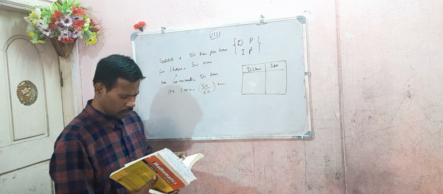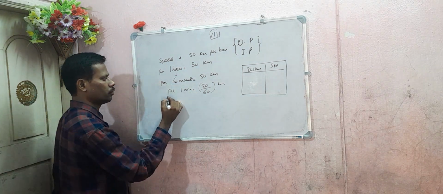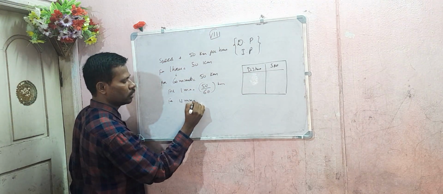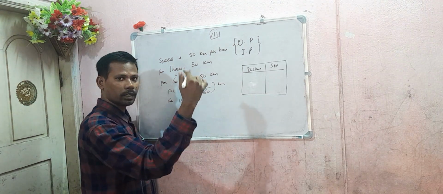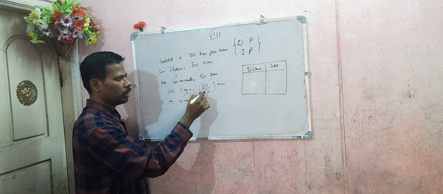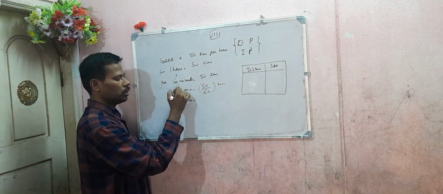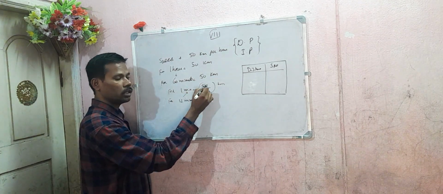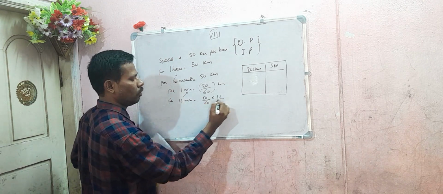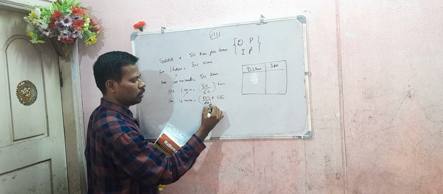Now how many minutes are being asked? How much distance would it travel in 12 minutes? This is for 1 minute, now for 12 minutes. The number of minutes is increasing. Always compare with the previous statement. For 1 minute you travel this much, so for 12 minutes you will travel 50 by 60 into 12. Why do we multiply? Because they are asking 12 minutes.